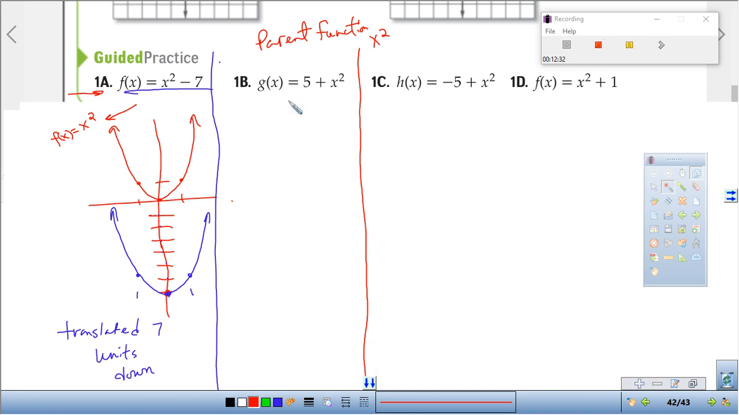Help me out. Let's graph this one real quick. Okay, I'm going to graph the parent function right here. Parent function, don't forget, it goes through 1, 1 and negative 1, 1. Great. What does this one do? Oh my goodness.